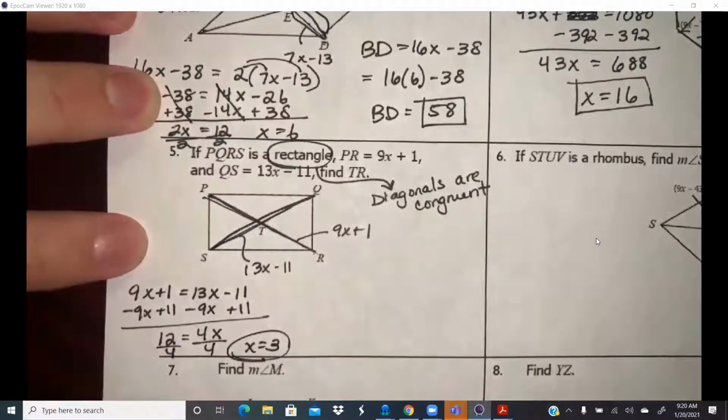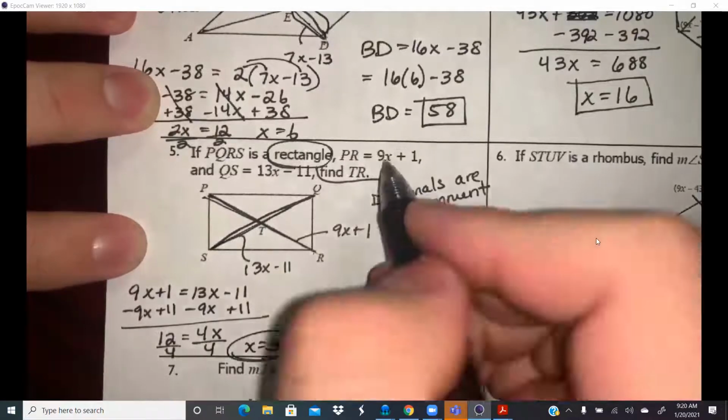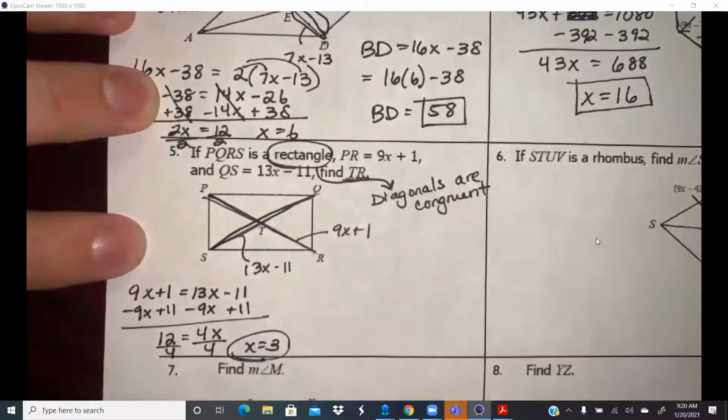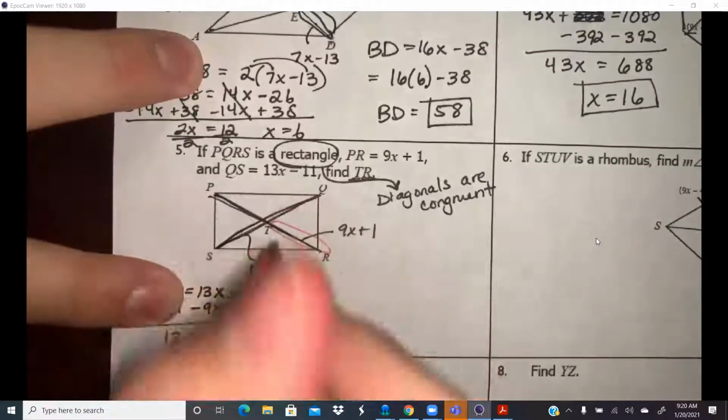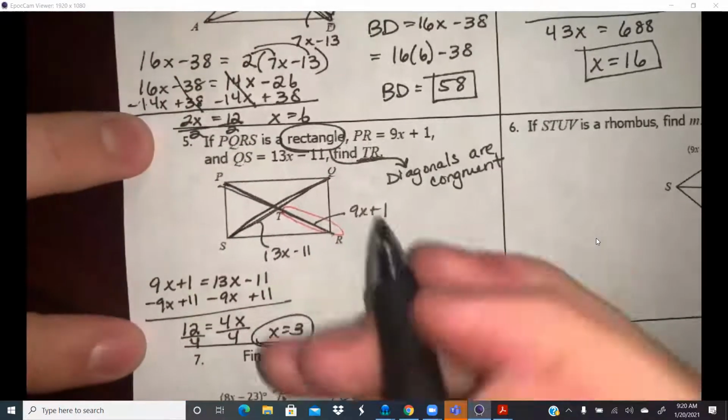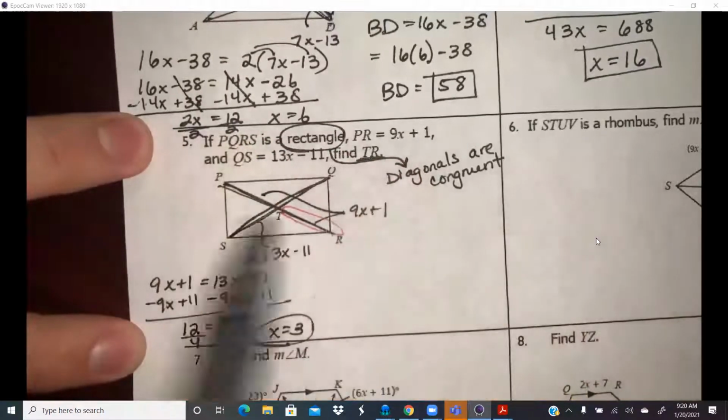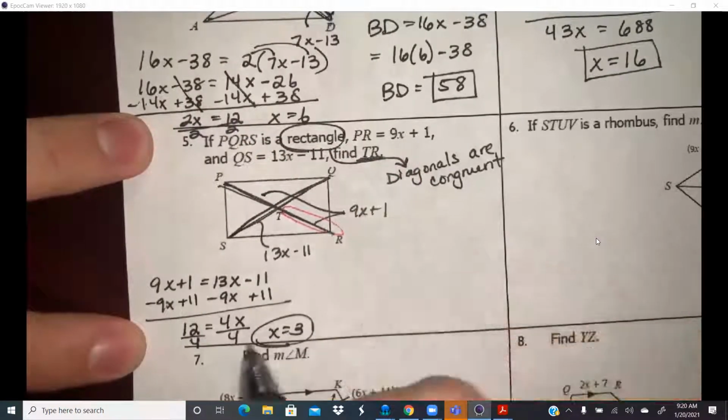Okay, well, that's nice. Well, the thing is, they're not asking for x, they're asking for TR, right? Now, I don't know what TR is. TR is only this portion right there. But I know that the whole thing is 9x plus 1. So let me figure out what the whole thing is first.